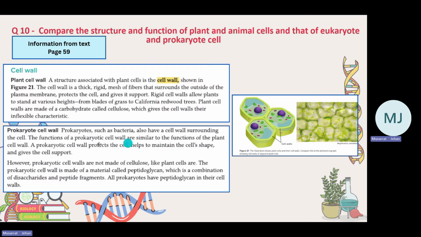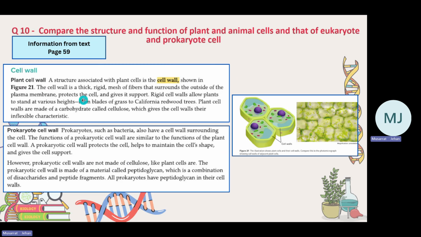Next we come to information from text page number 59. This will talk about plant cell, animal cell, eukaryote, prokaryote, the structure and function, cell wall. Firstly, the plant cell wall. This is a structure associated only with plant cells. It is a thick, rigid mesh of fibers that surrounds the outside of the plasma membrane. Inside you have the plasma membrane and outside you have the cell wall. What Robert Hooke saw was a cell wall.